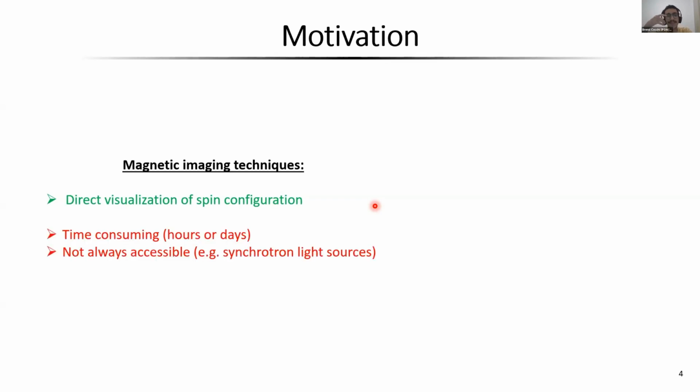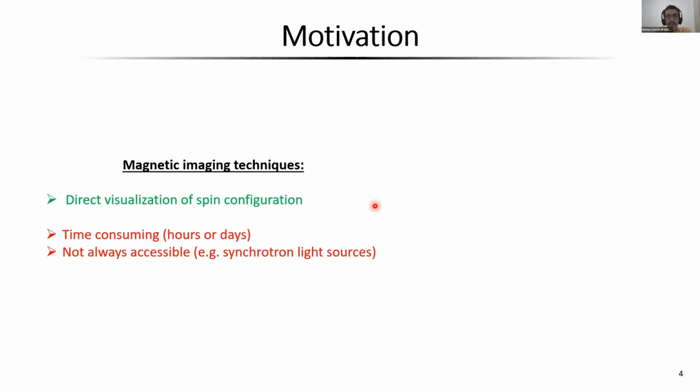These techniques are time consuming. To have a good high quality contrast image, it usually takes hours or days, in the best case scenarios. And they are not always accessible. For example, XMCD-PEEM requires a synchrotron light source.